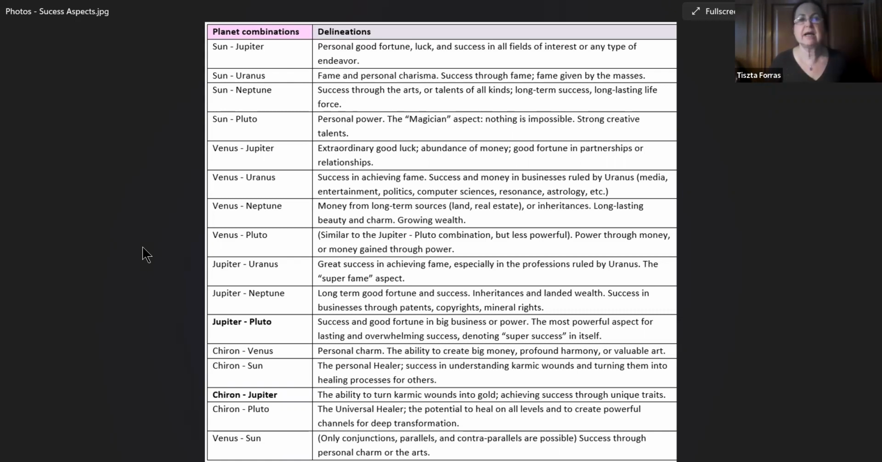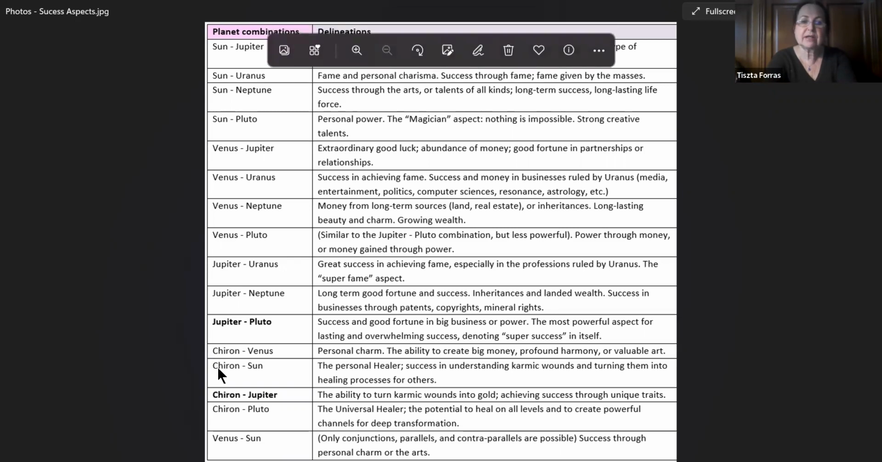If you have it as a success aspect, nothing is impossible. So it gives you very strong creative talents and the ability to overcome any obstacles. It's very intense and very effective. So those are the sun aspects, and there's one sun aspect still, actually two.